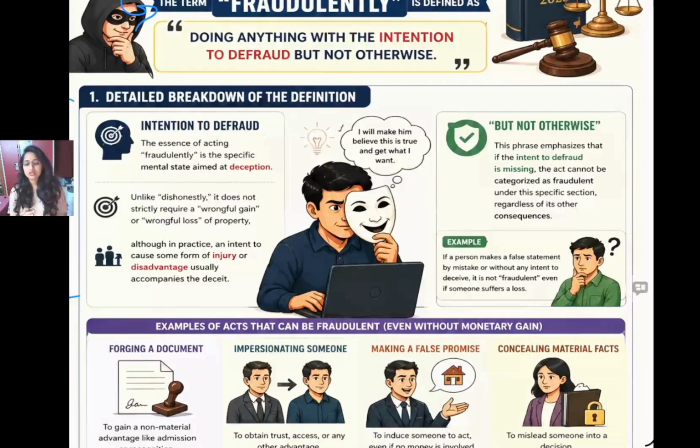Unlike dishonestly, it does not strictly require a wrongful gain or wrongful loss of property, although in practice an intention to cause some form of injury or disadvantage usually accompanies the deceit. But that is not the whole motive. The motive is only to defraud, but not otherwise. What we mean by this phrase is that if the intention to defraud is missing, the act cannot be categorized as fraudulent under this specific section, regardless of its other consequences.